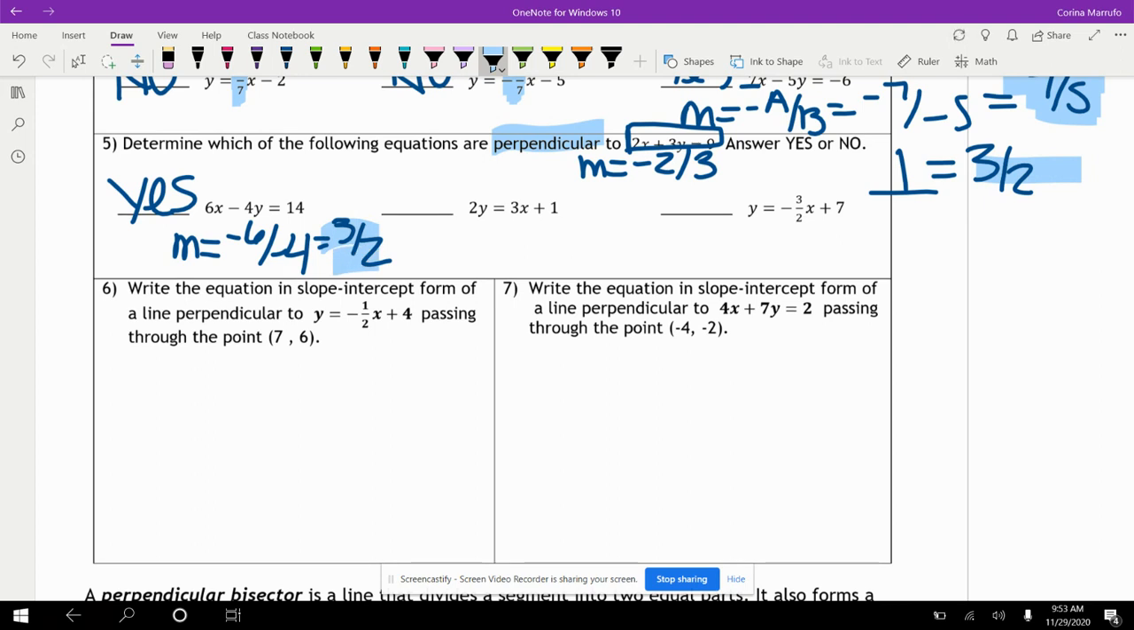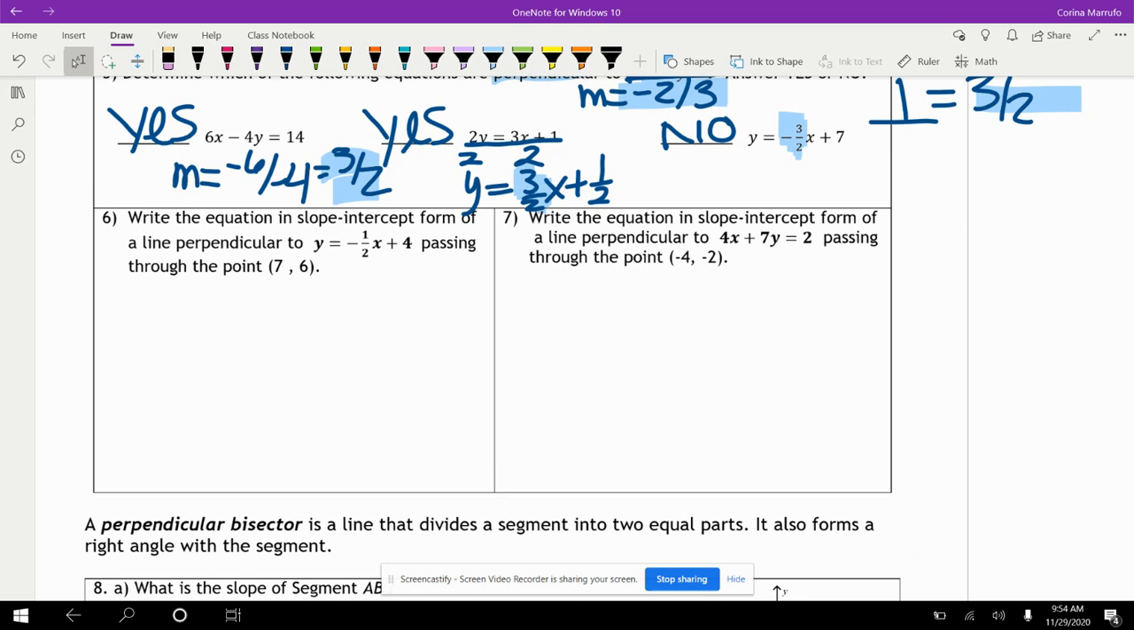Okay, looking at the next one, this one isn't in standard form because the x and the y's are not on the same side, but the 2 here in front with the y, all we've got to do is divide both sides by 2, and we get y equals 3 over 2x plus 1 over 2. And this, we made it in slope-intercept form. So our slope here is going to be a positive 3 over 2. And yes, that's what we're looking for. That's a perpendicular slope. And last, here we have -3 over 2. Remember, if this one is negative, then your perpendicular slope has to be positive. So no, this is not a perpendicular slope.